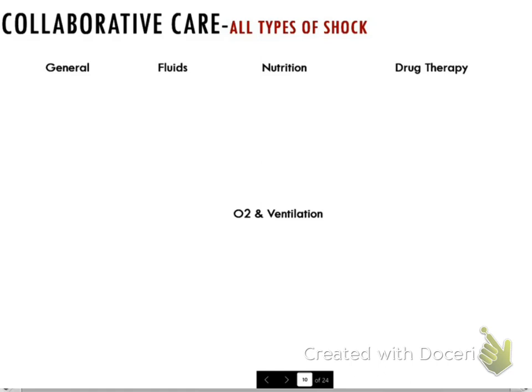So we want them to have an SpO2 greater than 90. Although in the hospital, most of your doctor's orders are going to say keep it above 92, right? I think the book, though, says 90. We want our PaO2 greater than 60.